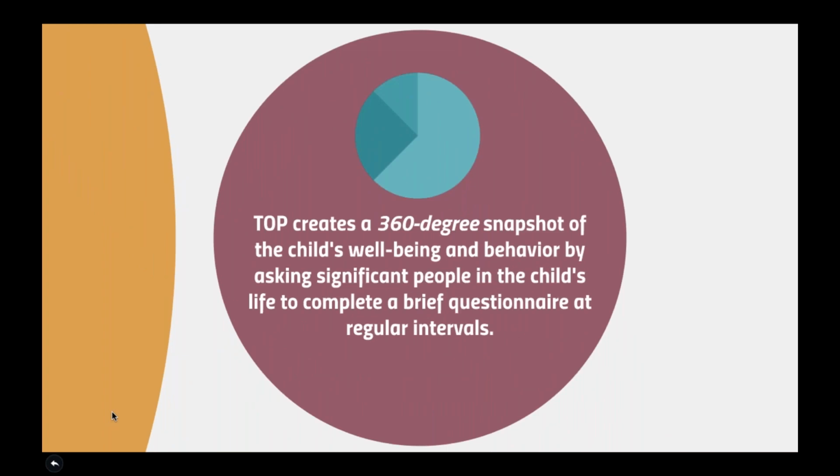So TOP creates a 360-degree snapshot of the child's well-being and behavior by asking different people and significant people in the child's life to fill out that same questionnaire that I just mentioned. And this is done at regular intervals. So that's the way that we're able to track the child's progress over time, track their well-being over time, and see whether or not the services and supports that we're providing a child are helping the child's well-being improve. Is the child regressing? What do we need to do about that? How can we help that?